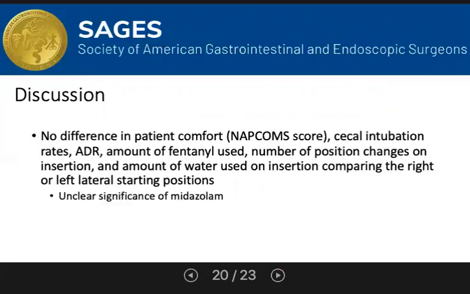No difference was found in any of the secondary outcomes comparing the right lateral and left lateral starting position. This included differences in patient comfort. The significance of midazolam is small and may not be clinically significant.